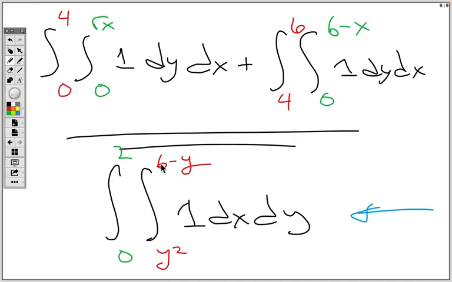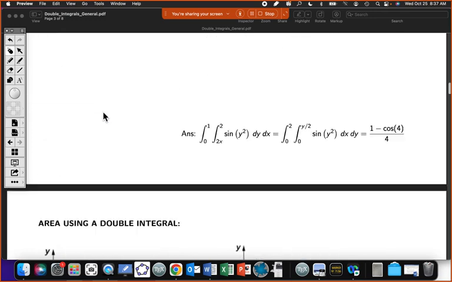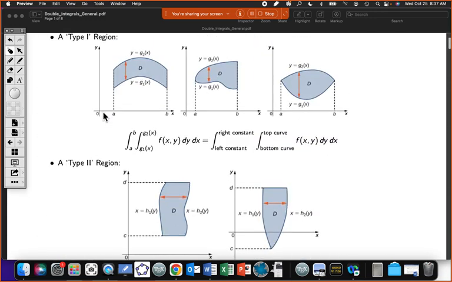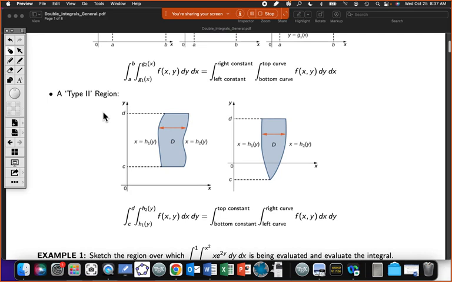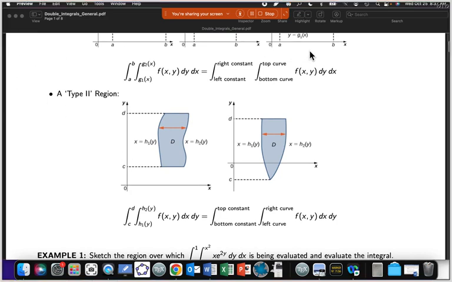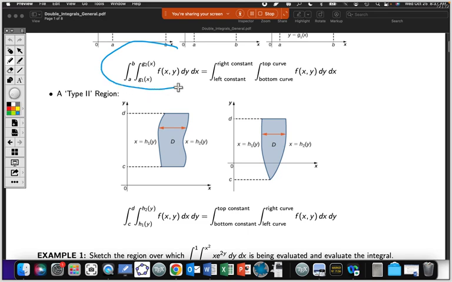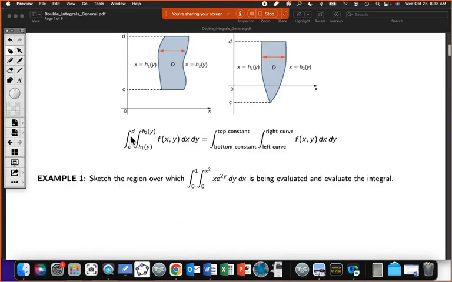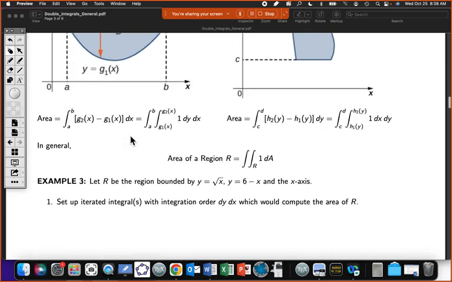Any questions on getting the limits here? So once again, when you go to set these double integrals up, your goal is to get one that looks like this or get one that looks like this. Be mindful of the order and just think about what's going on there.